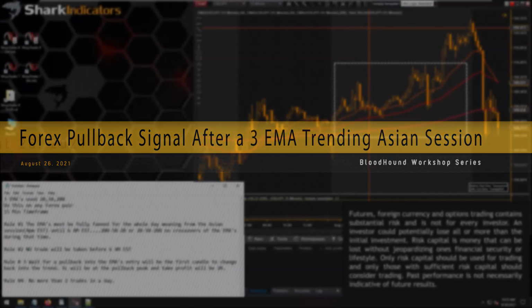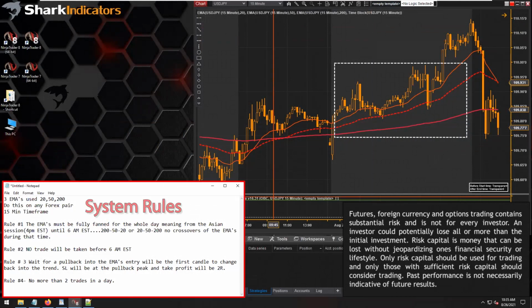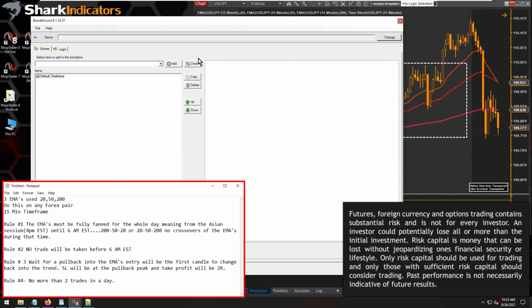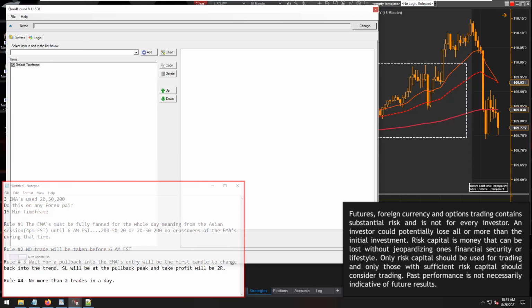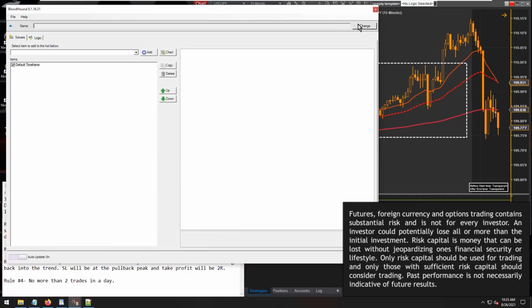All right, so to get BloodHound open, I already have BloodHound on my chart here at the bottom, and we can see there's a button on the top that says empty template. So we're going to click on that button to open up the BloodHound interface here. And the first thing you want to do is put a file name in there. So let's hit the change button.